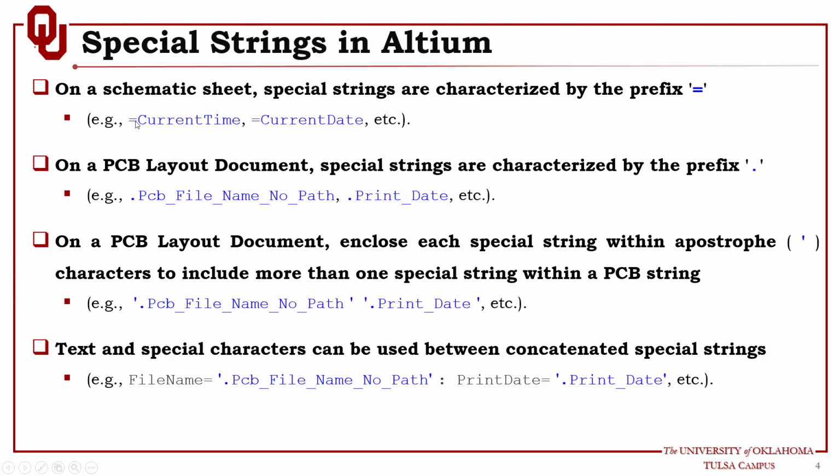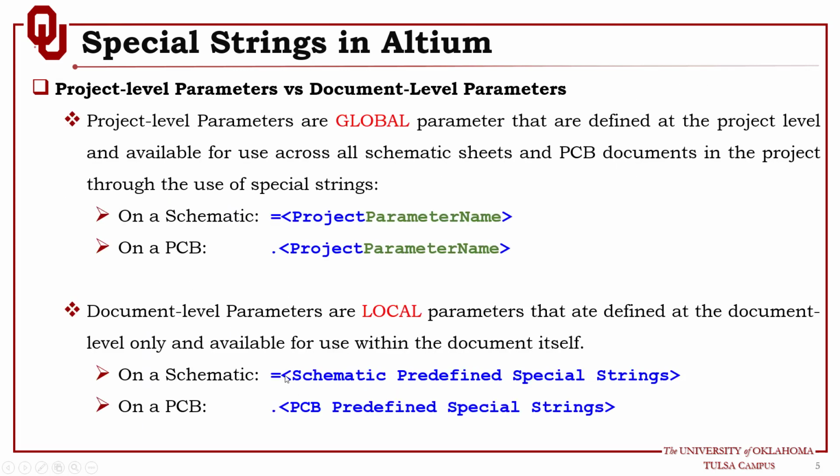For schematic, you start with the equal sign or equal character, and for PCB, you start with the dot. Same thing in here. So for document level or for project level, you always start with equal character for the schematic and for dot character for PCB. So let's take a look at this. And here, in order to differentiate, you start with a project, then you create a project name.